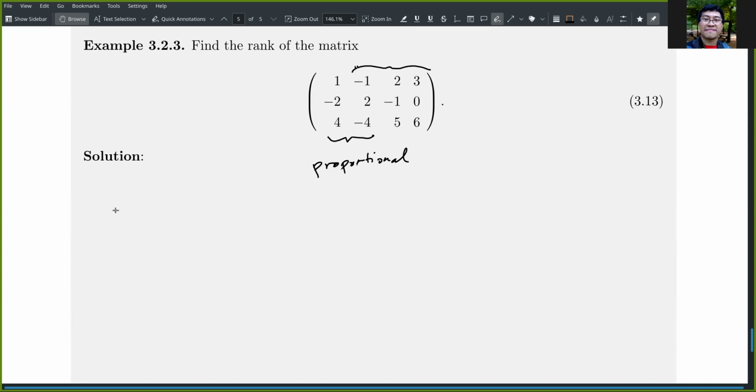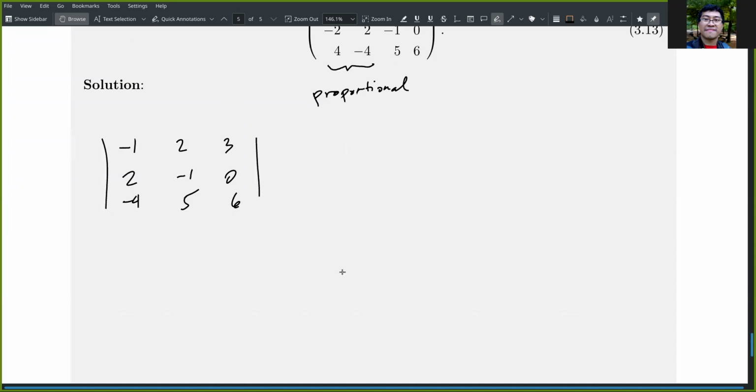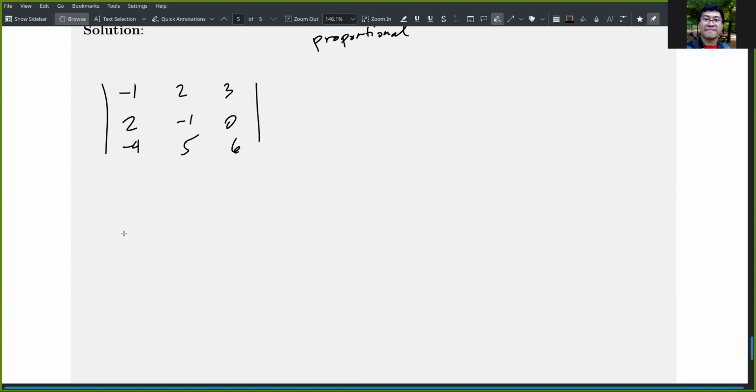So let's say we pick -1, 2, -4, 2, -1, 5, 3, 0, and 6. Okay, we can simplify this. You can start solving this, but we can simplify by using property number 4. That is, if we multiply this by some number, let's say -2, and then add that here, so that we replace this with the result.